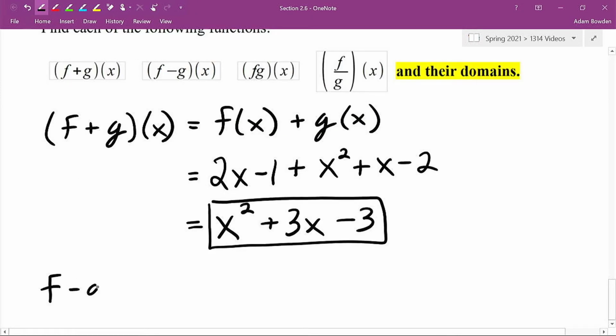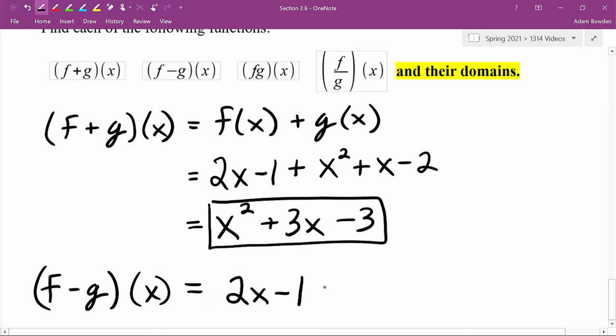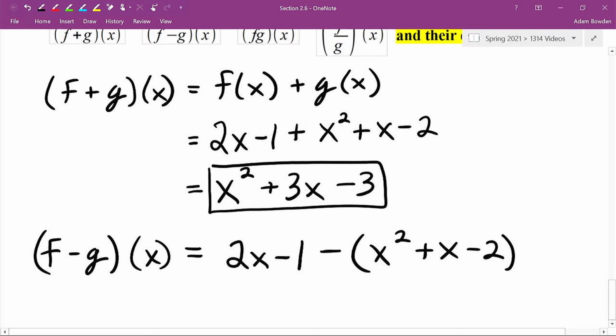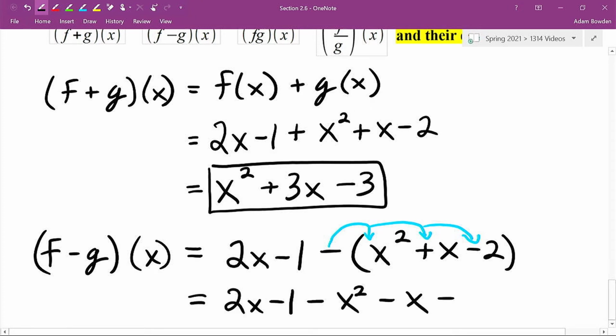For f minus g of x, what we're going to do is take the f of x function, which is 2x minus 1, and subtract away the g of x, which is x squared plus x minus 2. Notice how I kept it in parentheses. That's because the negative is going to distribute to everything I'm subtracting from g of x. So it would look something like 2x minus 1 minus x squared minus x plus 2.